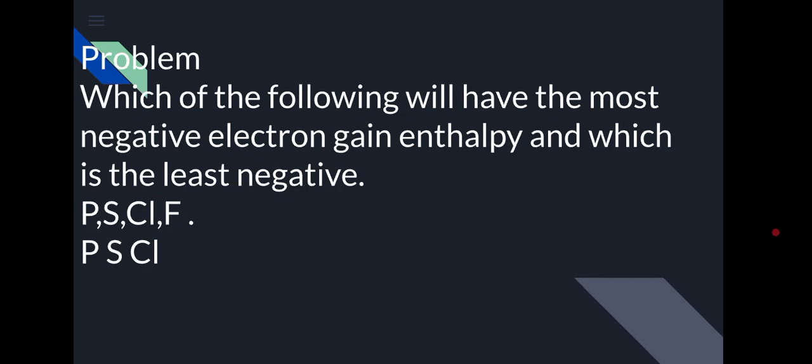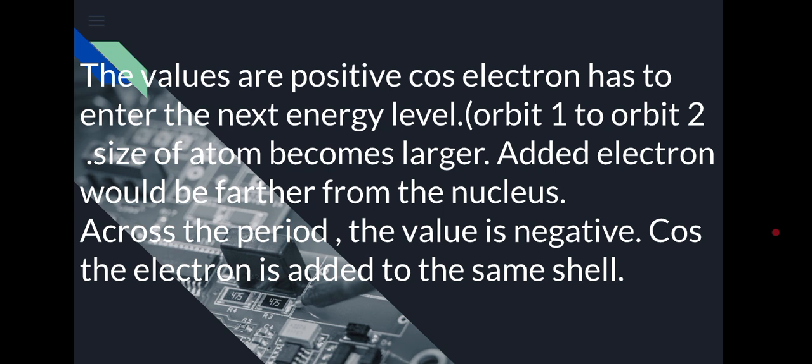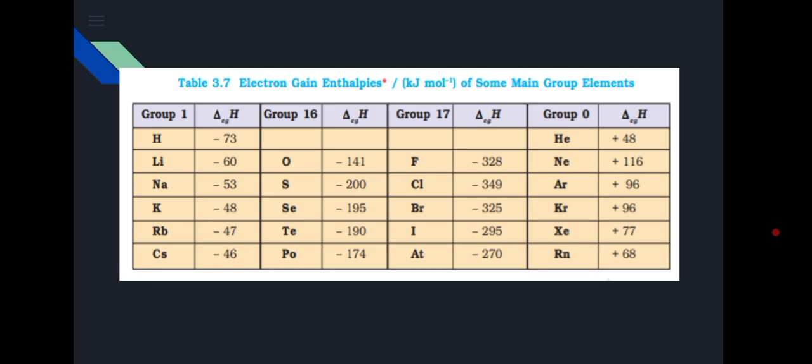Whereas down the group, what's happening, students, is the opposite, because electrons will be added to the next shell. In that case, electrons are getting added to the next shell, and this is quite a large atom, and when the electron is added, less energy is released. So the values go on decreasing. Okay, that's why down the group the negative value goes on decreasing, whereas across the period the value goes on increasing.